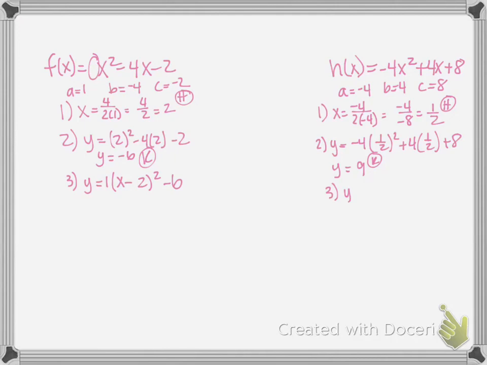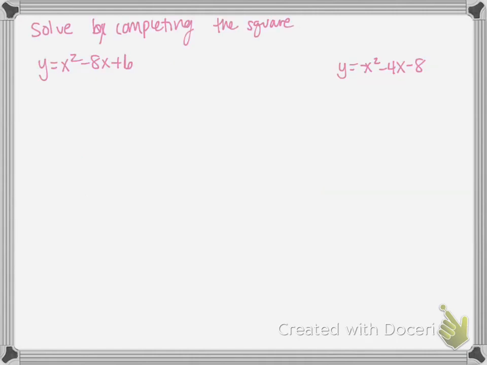So my last step, I got y equals negative 4 times (x minus 1/2) squared plus 9. Okay, and now by the completing the square method.